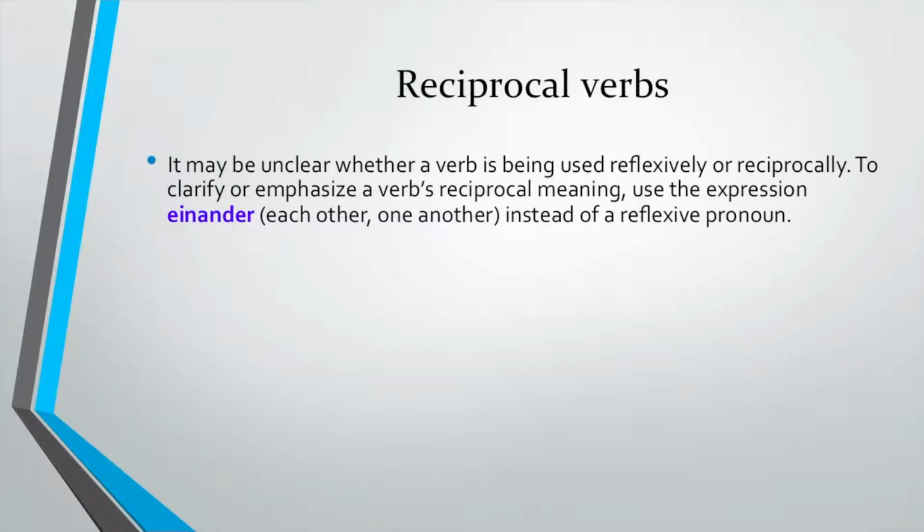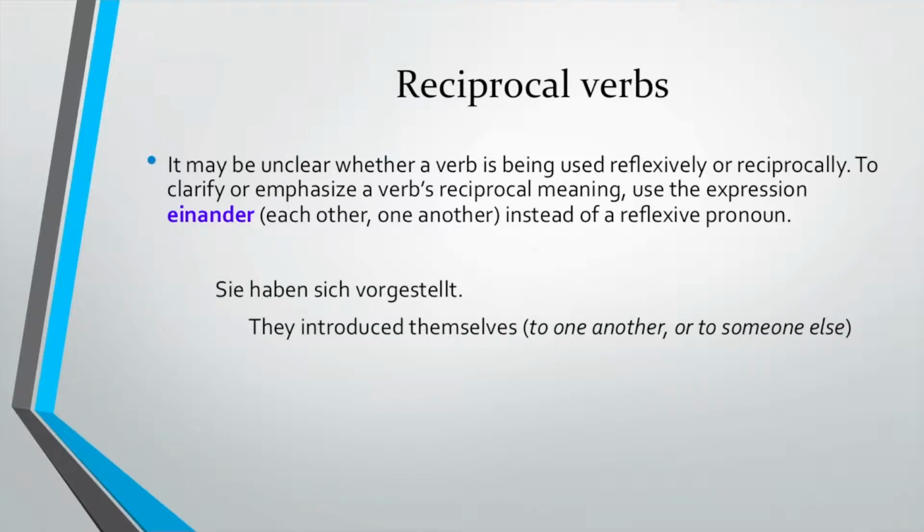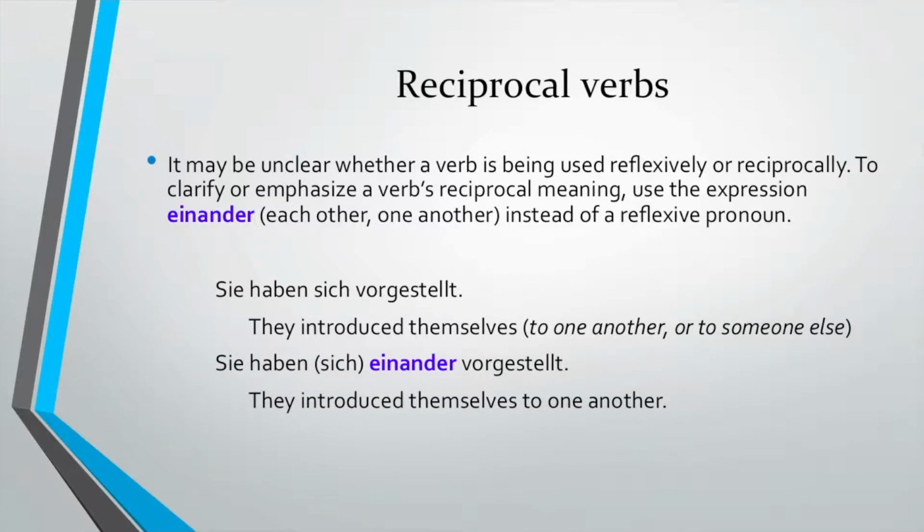Now it may be unclear whether a verb is being used reflexively or reciprocally. To clarify or emphasize a verb's reciprocal meaning, you use the expression einander, which means each other or one another in English, instead of a reflexive pronoun. So for example, Sie haben sich vorgestellt. They introduced themselves. Now this can mean to one another or to someone else. So therefore you have to say, Sie haben sich einander vorgestellt. Ja, sie haben einander vorgestellt. So in that case, then the meaning is clear that they introduced themselves to one another, not to someone else. Okay? So einander.